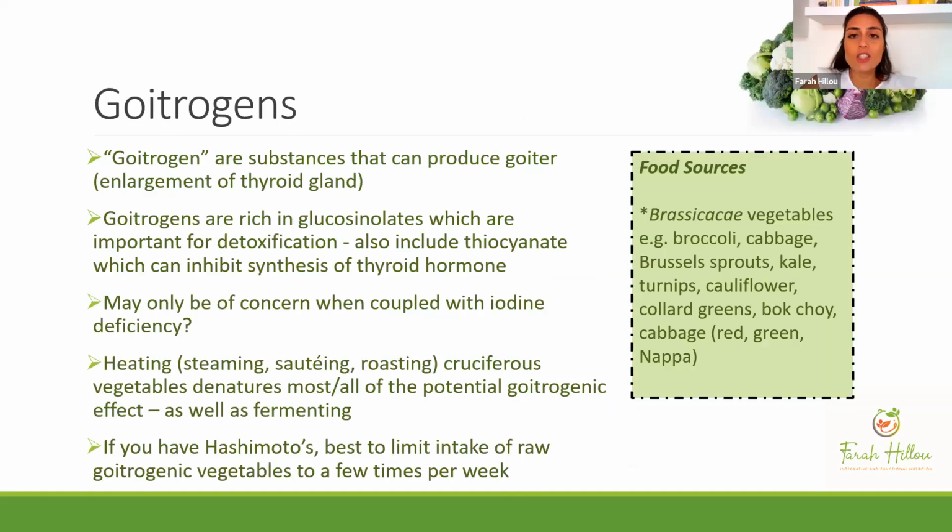Okay, so Amal did briefly mention goitrogens, and goitrogens can be of concern if somebody has thyroid conditions, particularly thyroid autoimmunity. So what are goitrogens? They are substances that are found in certain foods, particularly cruciferous vegetables, like broccoli, cabbage, cauliflower, bok choy. And we know that these foods are extremely nutritious. They have high levels of antioxidants, but they're also very important for detoxification. However, they can act as goitrogens, meaning they produce a goiter or an enlargement of the thyroid gland.